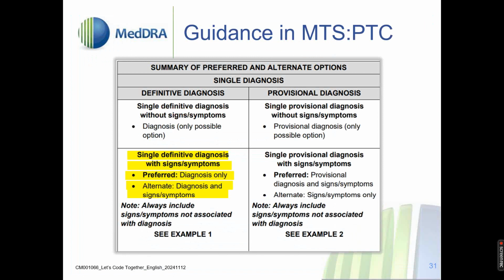We go now to our MedDRA term selection points to consider. When we have two pieces of information, does the PTC tell us how to prioritize? Well, we know that if we have a definitive diagnosis with signs and symptoms, the preferred approach is just to code the diagnosis. But do we have a diagnosis? And do we have a diagnosis which is consistent with all the other reported information? And I'm not sure we do.